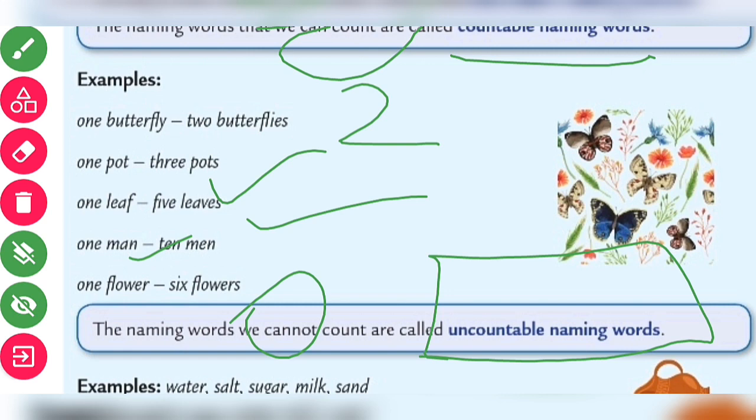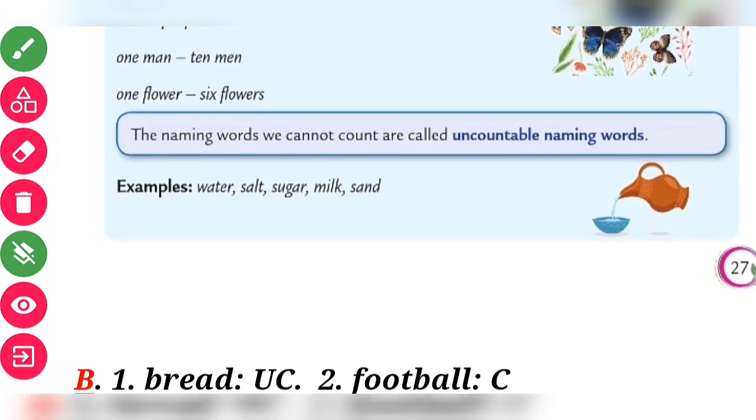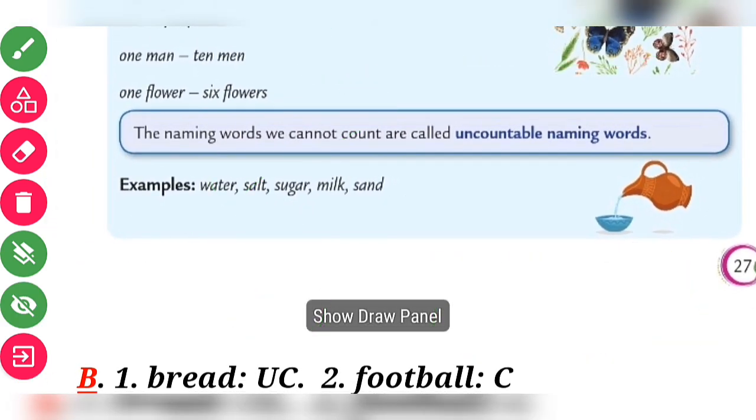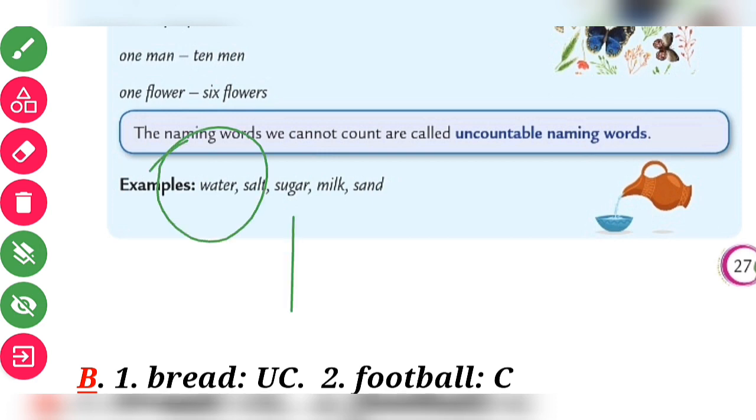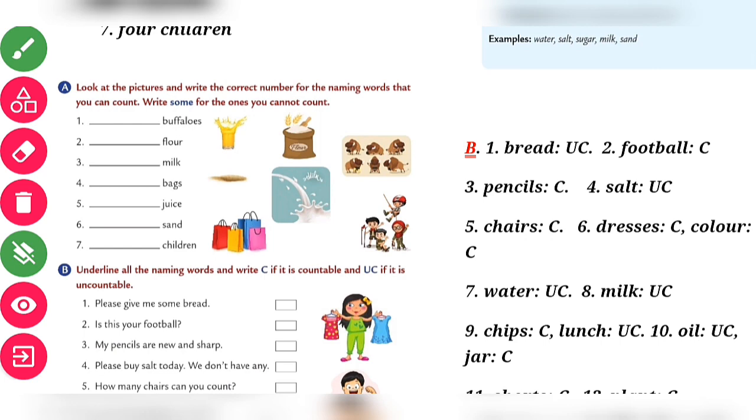Now what is uncountable? Yes, you can see that water. In water we cannot count there is one water, two water, three water. No, like that we cannot count. In the same way salt, we cannot count salt. These are uncountable nouns. Sugar, milk, and sand. So these naming words are uncountable naming words. Okay, we'll go to the next page.